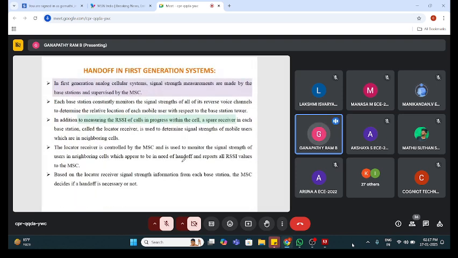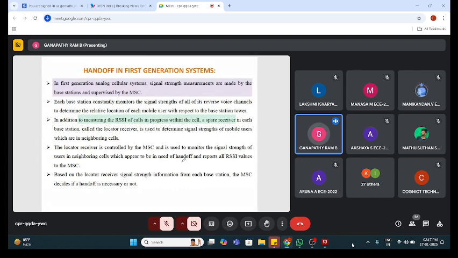In first generation systems, the signal strength measurements are made by the base stations, and the handoff is initiated and accomplished by the mobile switching center. Due to this, a computational overload occurred in the mobile switching center. So in the base station, there is a special equipment called the RSSI measurement instrument, which is located at the receiver.